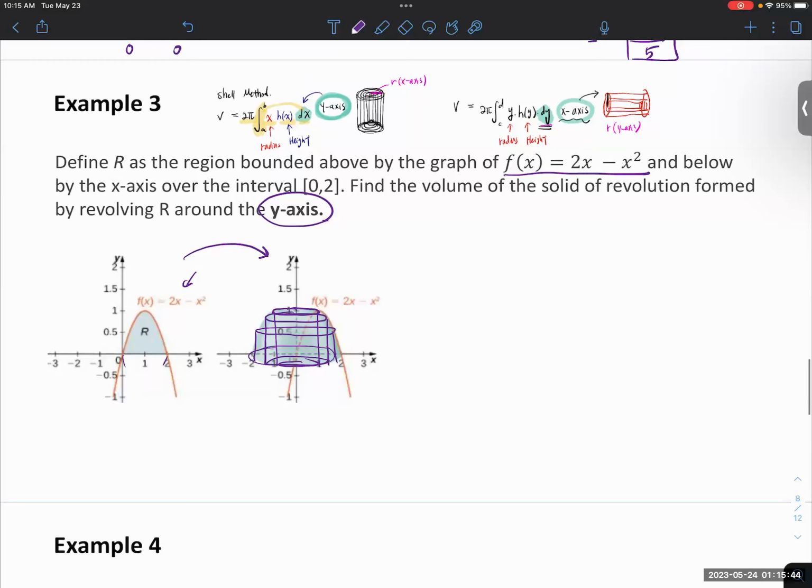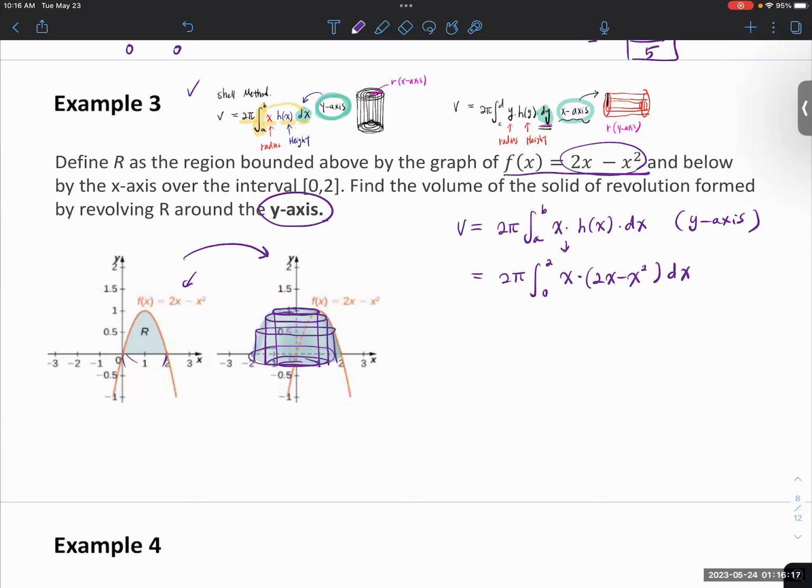So same formula as the first one, right? V equals 2 pi, from a to b, x is the radius times the height, dx. So nothing is special. We're going to plug in everything given. From where to where? 0 to 2. They say from 0 to 2. The radius of the circle is x. The height function is given: 2x minus x squared, dx.